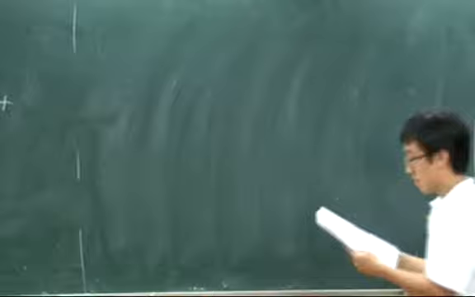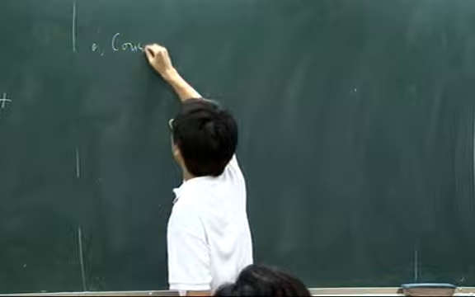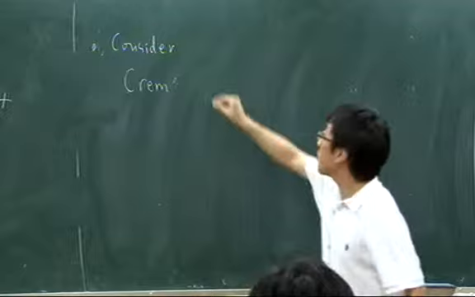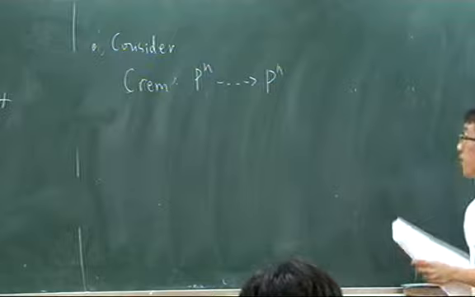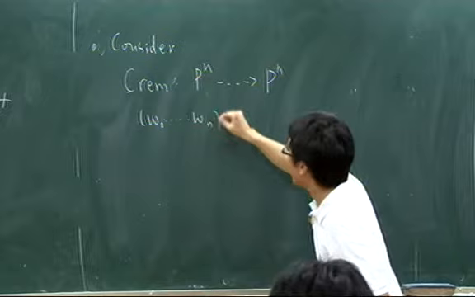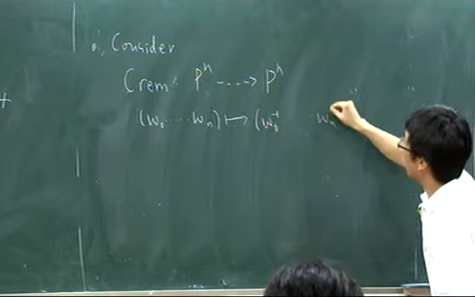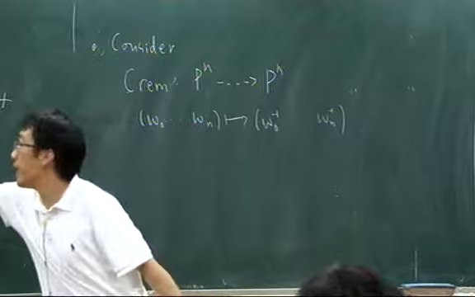Okay, third step, consider the so-called standard Cremona transformation of P^n. It is a rational self-map from P^n to P^n given by inverting all the coordinates. It's a rational map. And remember, now our V and the arrangement complement V minus A live inside P^n.